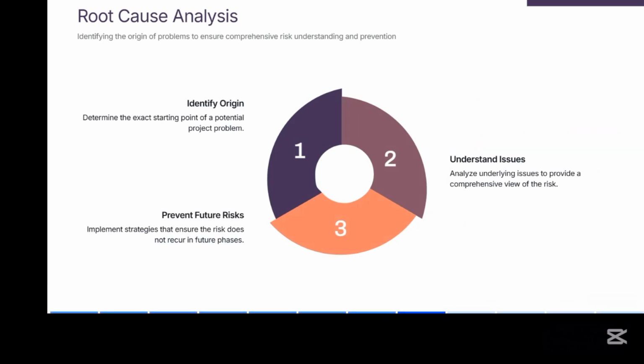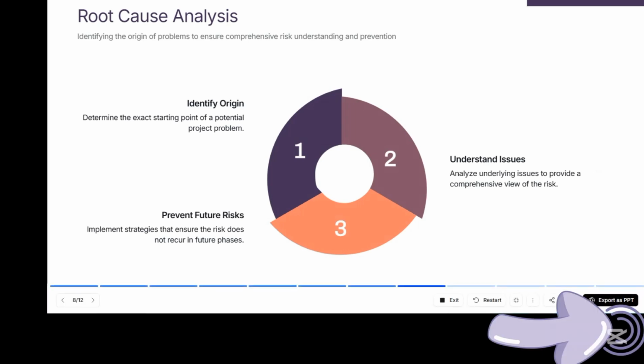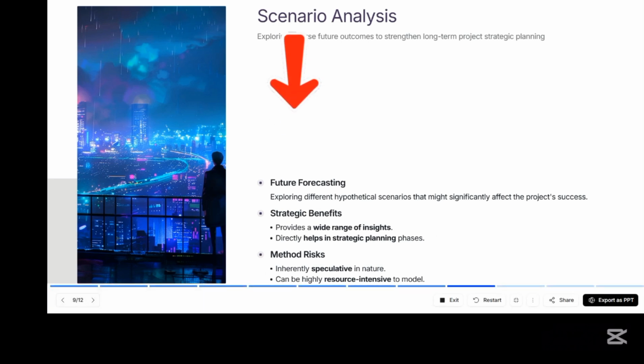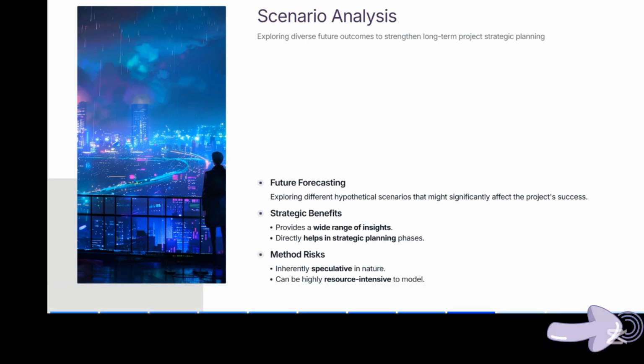This is widely used in large enterprises, so let's quickly explain the next method, which is scenario analysis. Here we explore different scenarios that impact the project. It has a wide range of insights and directly helps strategic planning. Great, but the method requires more resources and has a speculative nature. Let's see, the next most commonly used method is SWOT analysis.